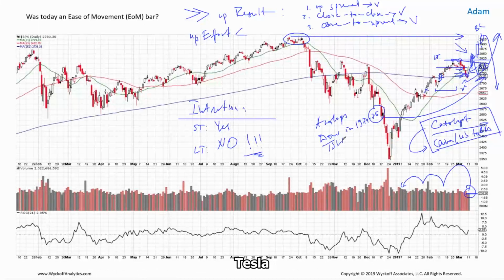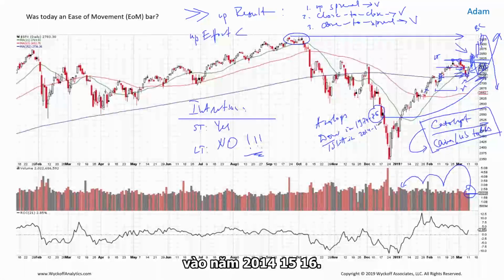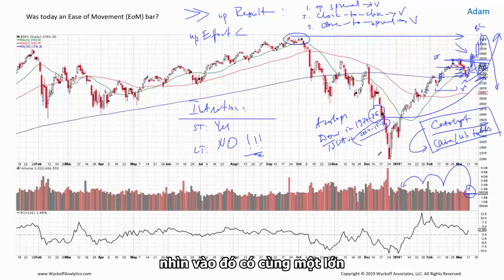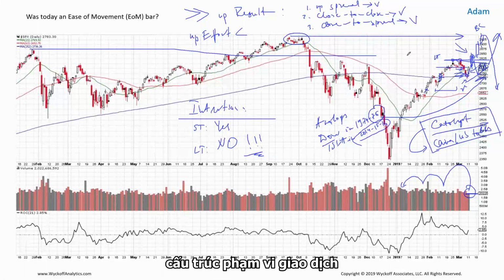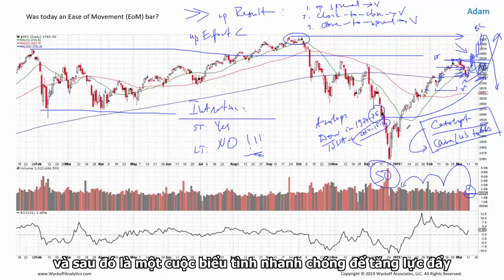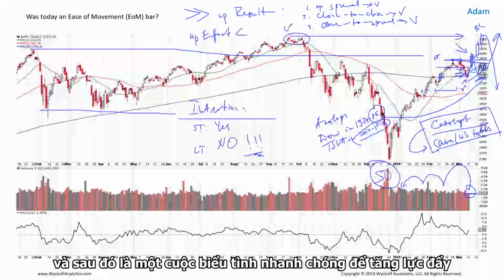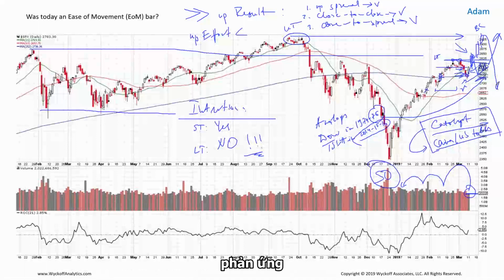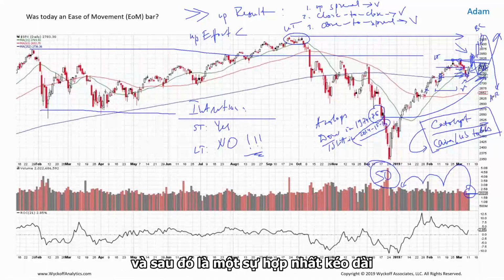Tesla in 2014, 15, 16, look into that, had the same big structure trading range, and then a shakeout in the middle, and then a quick rally to the upthrust, reaction, and then a prolonged consolidation, almost like a year. And out of that consolidation, then the price started to go up.